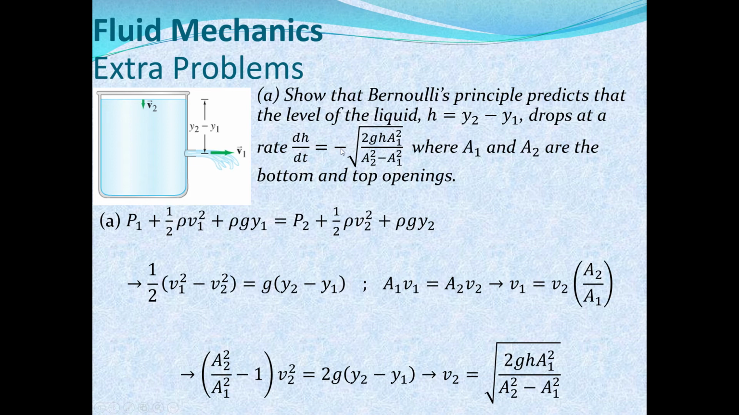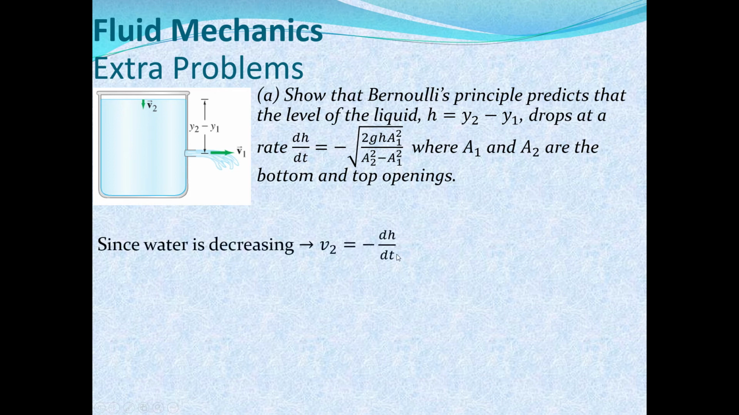However, one thing to note is that there's a negative sign here. Well, that negative comes from the fact that the water is decreasing. So the height is going down. That's where that negative comes from, and we get exactly what they wanted.